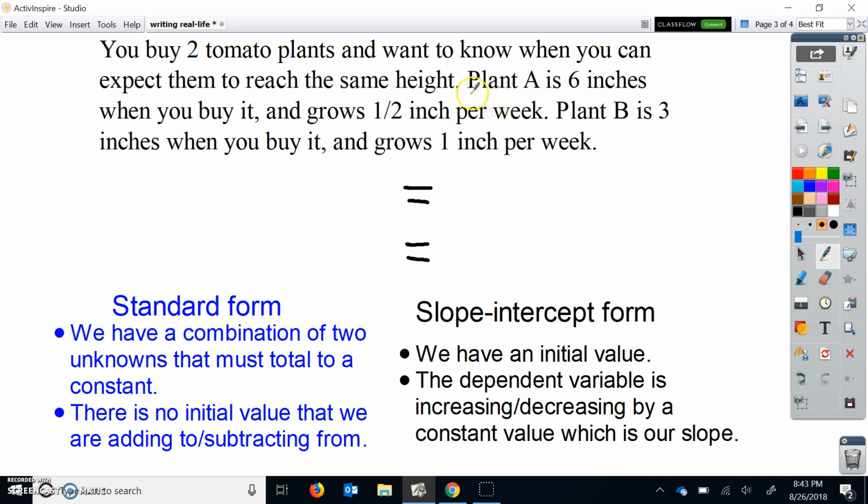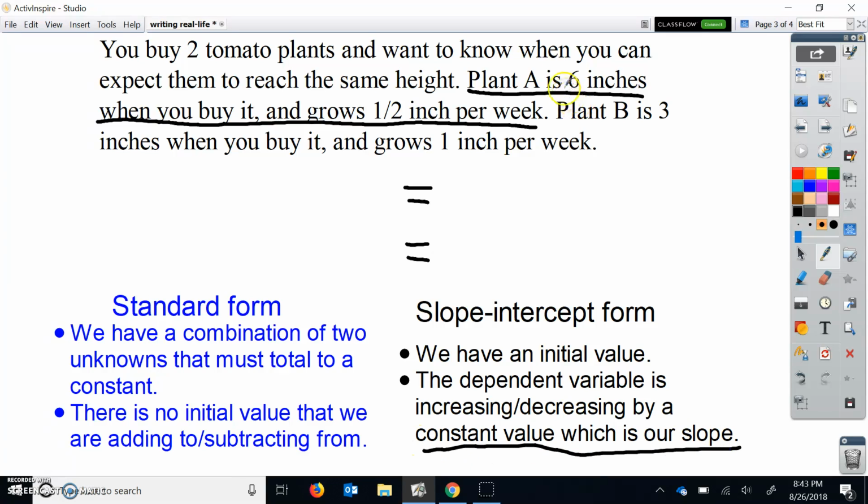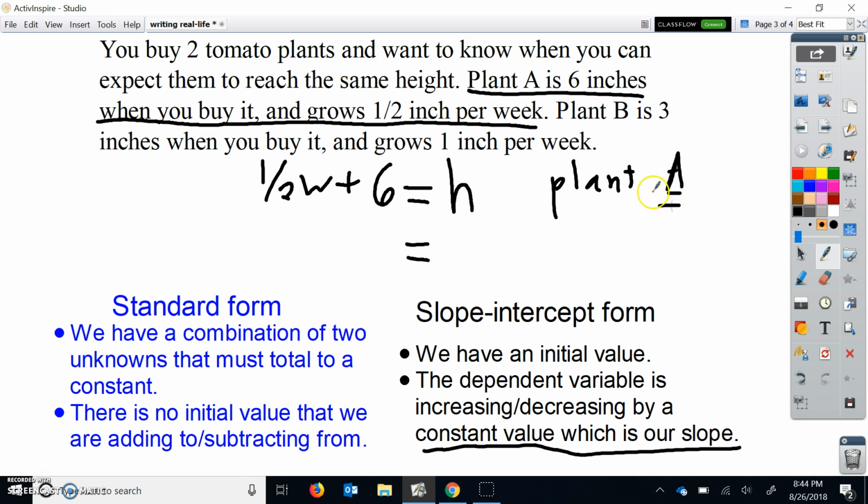And also, if I look at plant A, I have an initial value. It's 6 inches. I'm starting off with 6 inches. And then I've got a constant value, which is my slope. So here's my slope. It's a ½ inch per week plus the 6 inches I started with. There's my y-intercept. And that should equal the height. The height depends on how many weeks I'm letting this plant grow. So there's an equation for plant A. And plant A is just a name. Just because there's an A here doesn't mean there's going to be an A in this equation anywhere.